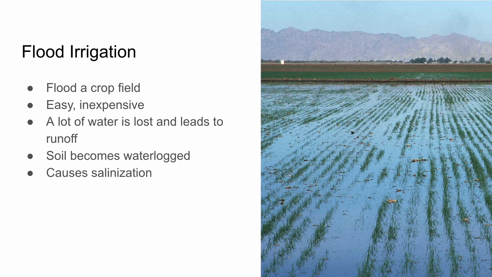This is when you flood an entire crop field like shown on the right, and it's easy and inexpensive, but one of the problems is that a lot of water is lost and it can lead to runoff because you're pouring so much water over the field. And another problem is that soil can become waterlogged and it causes salinization because water is evaporated and the salts are left in the field.